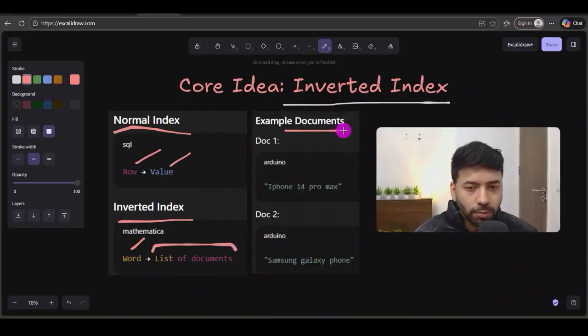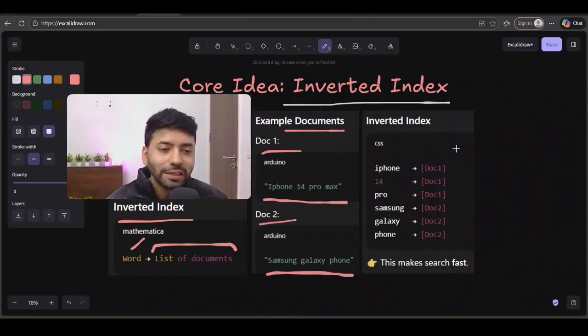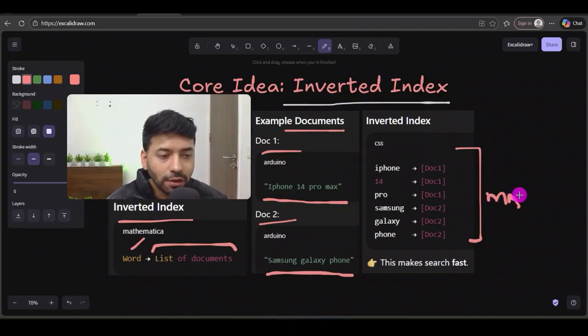Let's say we have two documents, okay? In document 1 we have this sentence, iPhone 14 Pro Max, and in document 2 we have this sentence, Samsung Galaxy phone. Now basically this will be the inverted index that we will form from both of these sentences. So what we will do is pick each word. First is iPhone, so we put that it is present in document 1, correct? Then 14, it is also present in document 1. Then Pro, it is present in document 1. Then Max also, I think we missed the entry here, but for Max also we will have this is the word, and corresponding to this we have doc1.